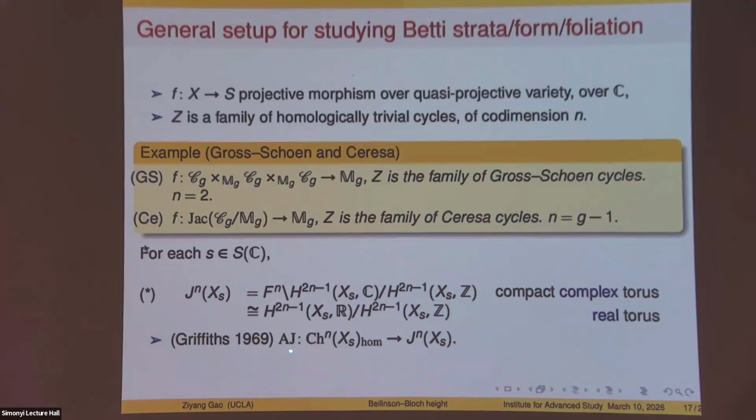And Griffiths constructed the Abel-Jacobi map from the Chow group of homologically trivial cycles to the intermediate Jacobian. Very similar to how it works on curves. So on a curve, any point, after you choose a base point, can be thought of as that point minus that base point. So it is also a degree 0 cycle, which is homologically trivial, and then mapped to the Jacobian. Yeah, in that case, the intermediate Jacobian is exactly the Jacobian. But in general, this compact complex torus doesn't have an algebraic structure. So this makes certain things much more complicated.